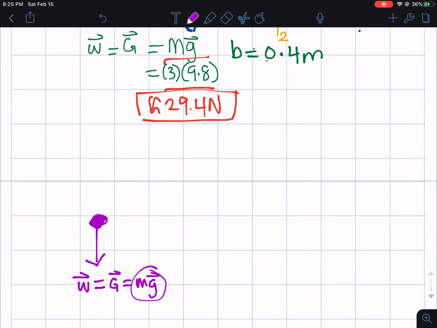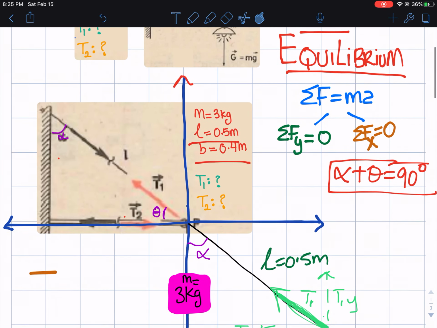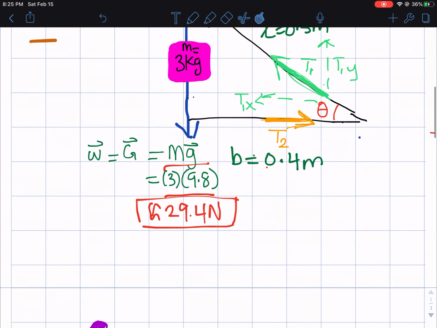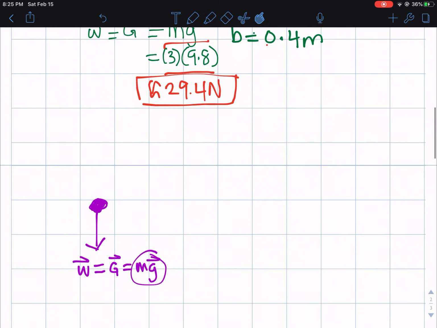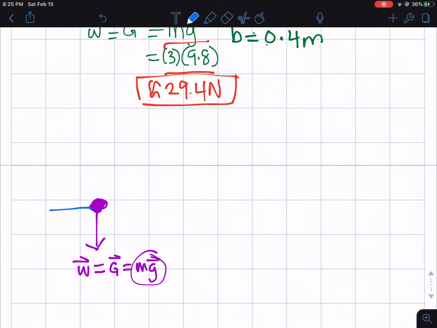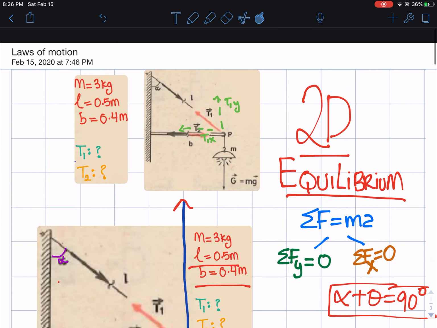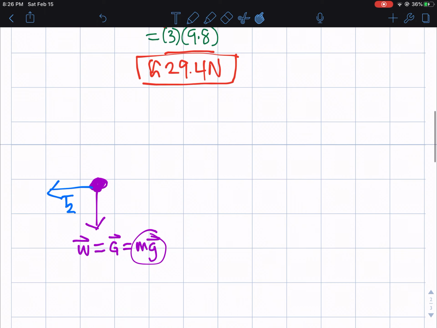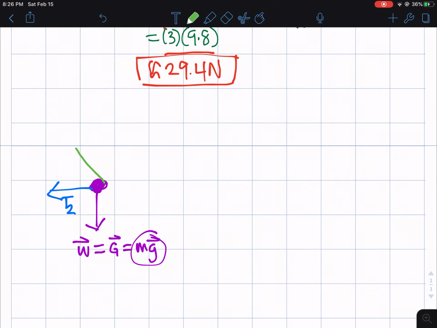What else do we know? We know that it has T2, the tension 2, pulling this direction. So I'll put T2. And what else do we see acting on it? We see T1. I'll put T1 in green. T1 is pulling in this direction.